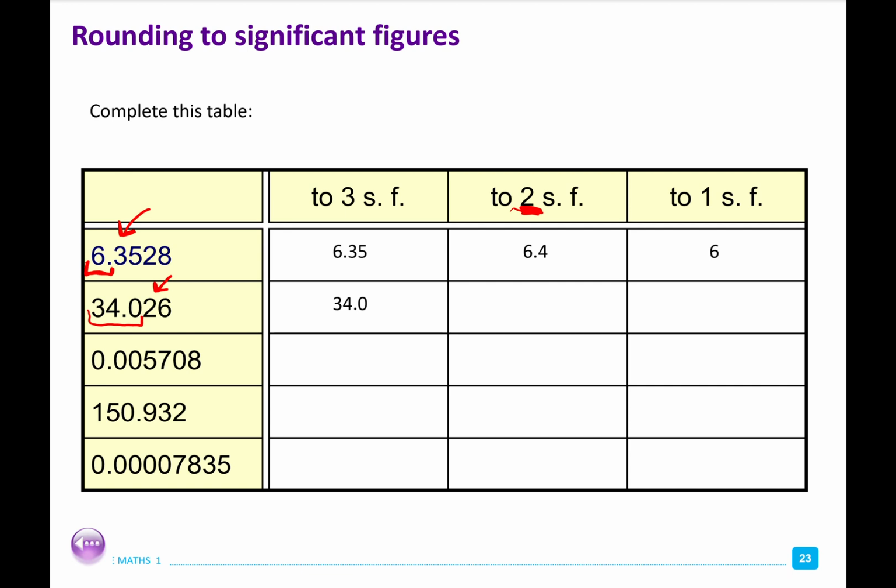Let's try another one. Round our value to 2 significant figures. This means I keep the 2 largest values. And I look at the next value, that's the 3rd value, to see whether I round up or round down. My 3rd value is 0, and therefore I round down. 34.026 is approximately 34 to 2 significant figures.